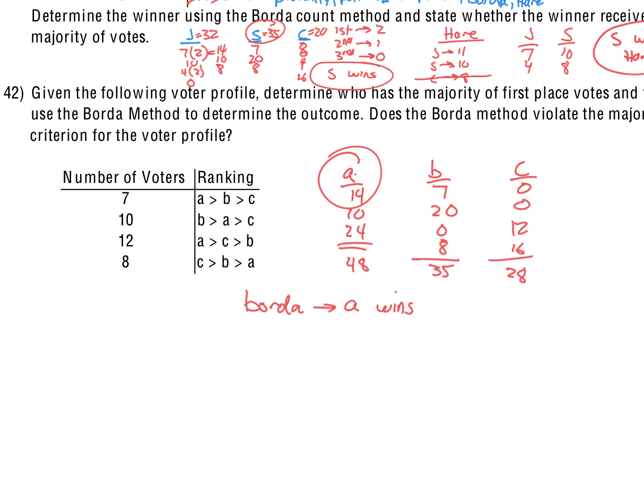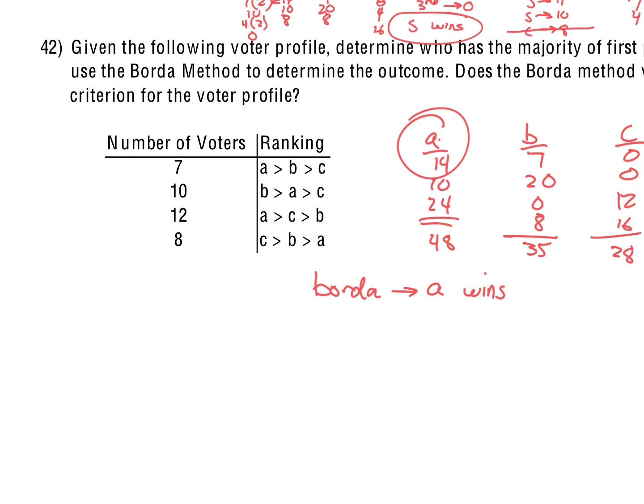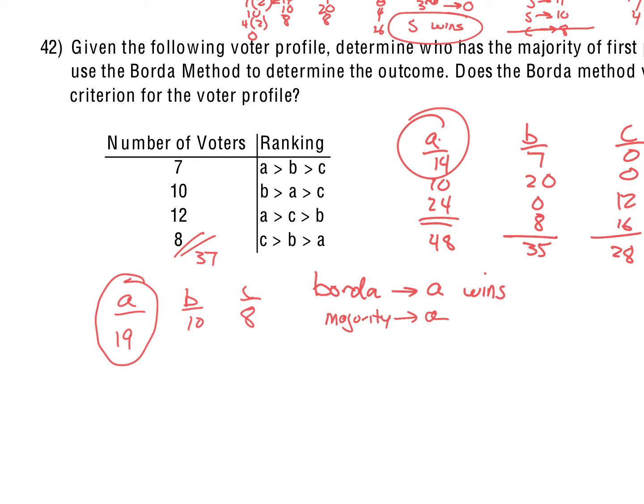Now, what about with the plurality? With the plurality, we had A having 19, B having 10, and C having 8. So this is out of a total of 37. So that means that A had a majority. So in this case, A does not violate the majority criterion of fairness.